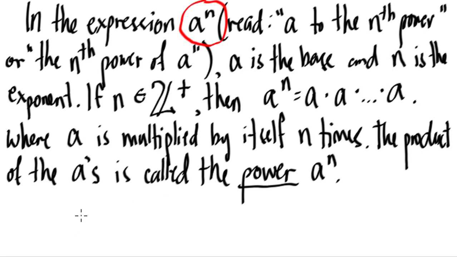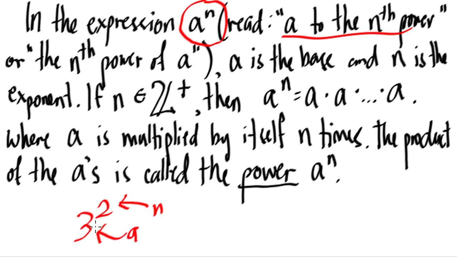So for example, we can say 3 raised to 2. Here a is 3, and n is 2. Since we read a to the nth power, we say 3 to the 2, or 3 to the second power. Or simply, since the exponent is 2, it's a special case, this is 3 squared. It can be read as the second power of 3, or simply 3 to the 2, or 3 raised to 2.